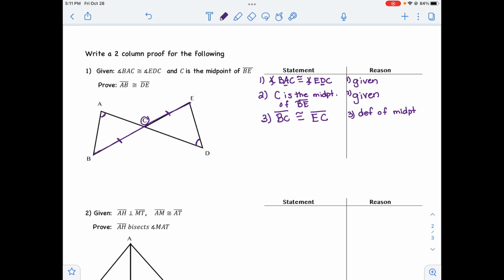Now, we've got one angle that's the same. We've got now side to side. We can't prove with just a side and an angle. So we need either another side that we can prove, or we need some more angles that we can prove. Well, notice that when the C creates that midpoint, it also creates an X here. And when that happens, that's a vertical angle. So this angle here and this angle here are congruent because they're vertical angles.